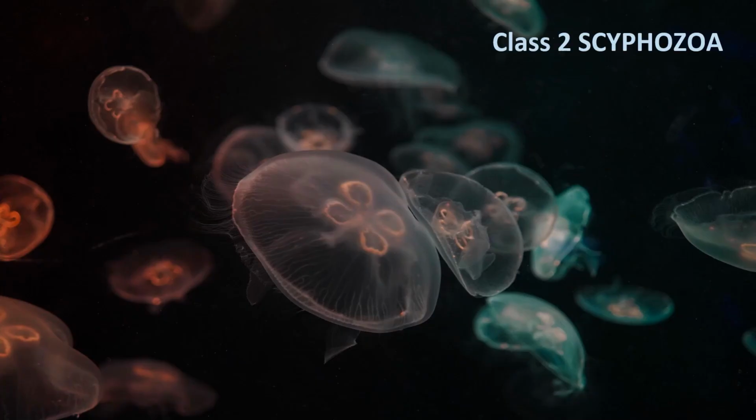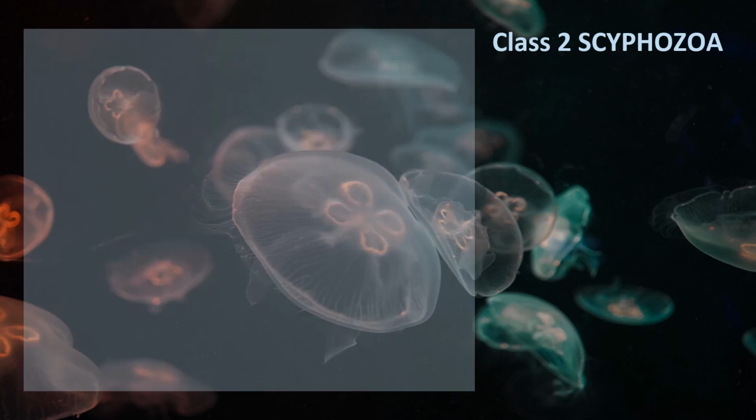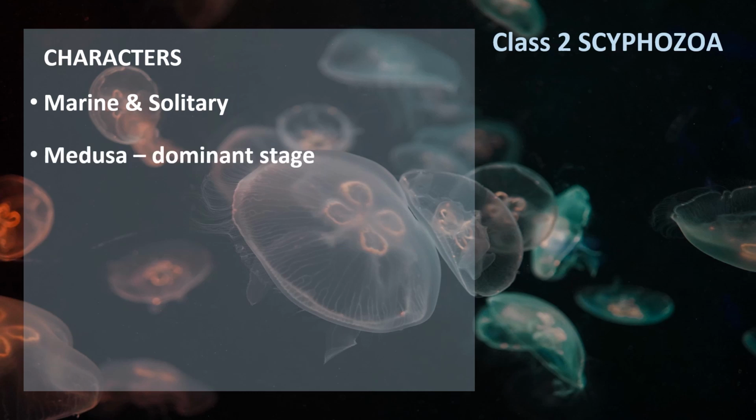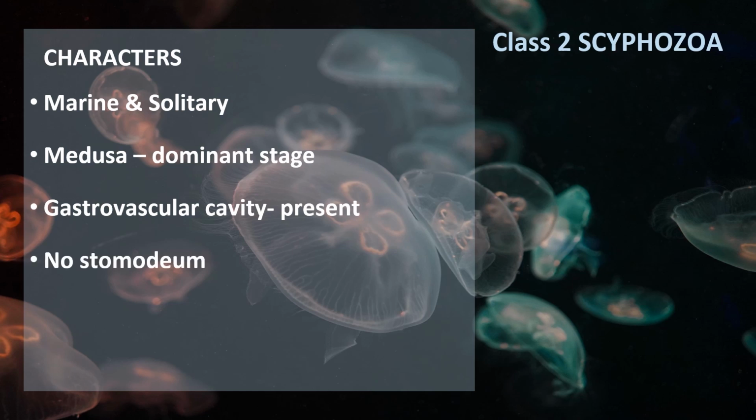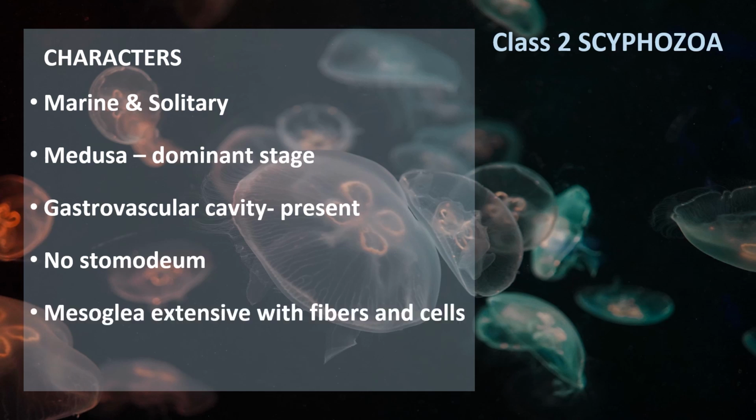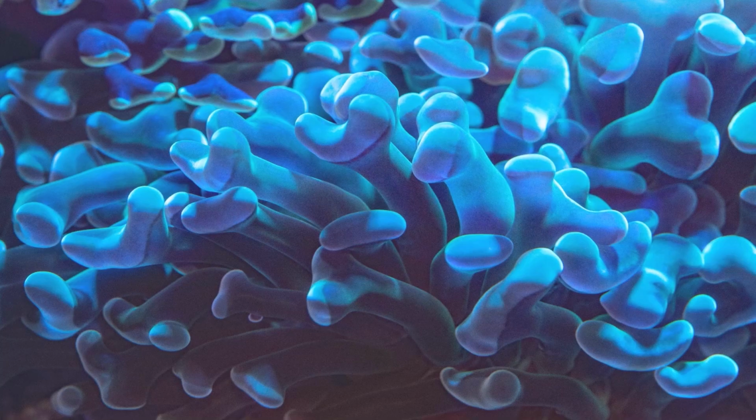Class 2, Scyphozoa. The organisms are exclusively marine and solitary forms. Medusa stage is dominant and polyp stage is reduced or absent. The gastrovascular cavity with gastric pouches and endodermal gastric filaments are present. No stomodeum is seen in the organisms of class Scyphozoa. Mesoglea is extensive, gelatinous with fibers and cells. The examples are Aurelia and Cyanea.